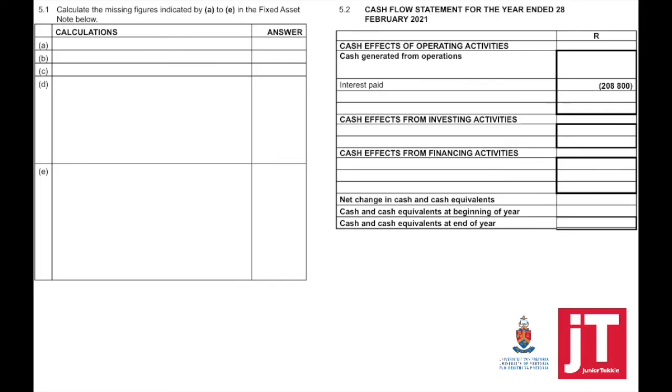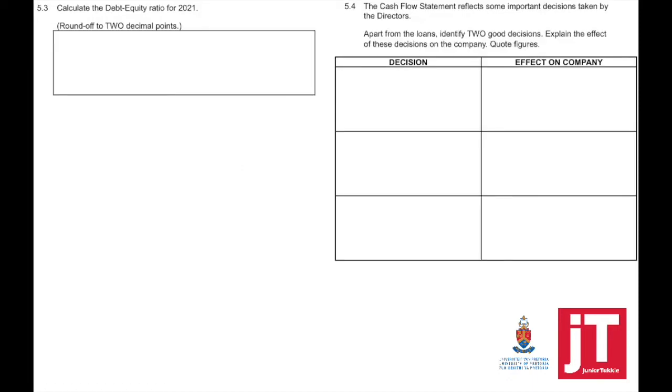When you get your question paper and your answer booklet, familiarize yourself with the answer booklet and see what is expected of you to complete. We are required to calculate the missing figures, prepare the cash flow statement, calculate the debt-equity ratio, and then analyze the cash flow statement that you've completed, and identify important decisions that were taken by the directors.